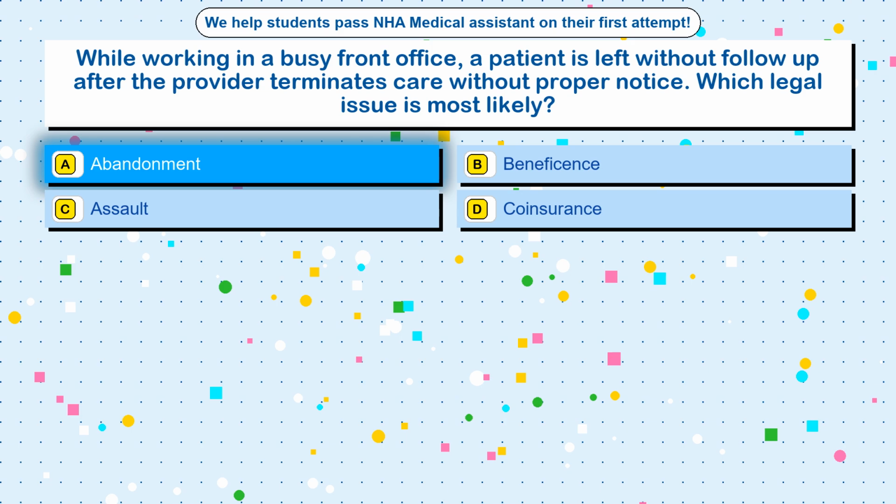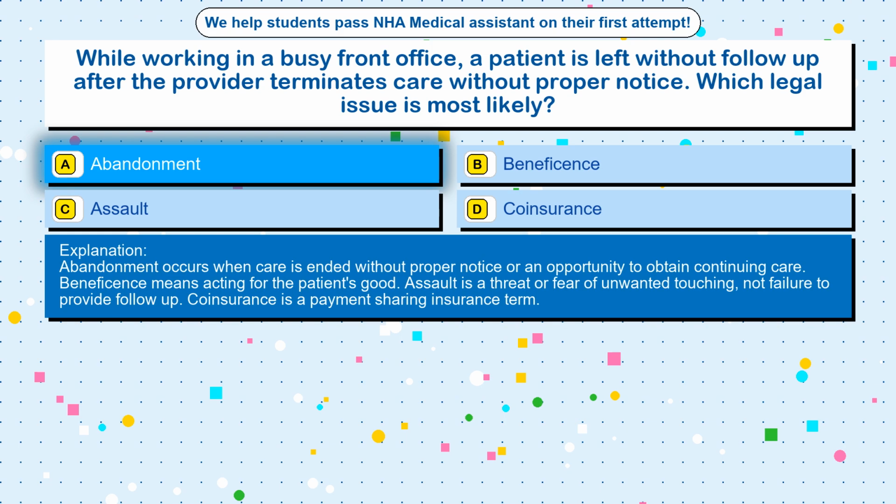Abandonment. Abandonment occurs when care is ended without proper notice or an opportunity to obtain continuing care. Beneficence means acting for the patient's good. Assault is a threat or fear of unwanted touching, not failure to provide follow-up. Coinsurance is a payment-sharing insurance term.